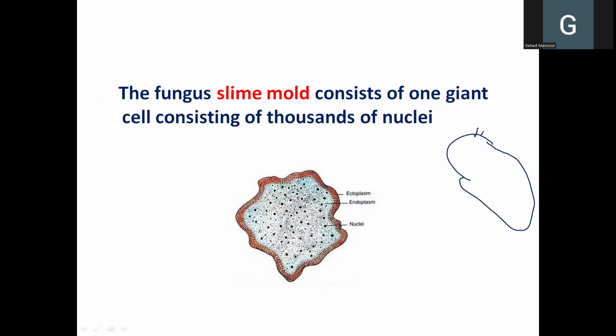The Paramecium has two nuclei, a macronucleus and a micronucleus. This is another example of cells that might contain more than one nucleus for more control of more metabolic activities inside the cell. There is a fungus called the slime mold, and that consists of one giant cell containing thousands of nuclei. So we can see the outer layer of the protoplasm, which is the ectoplasm, and the inner layer, which is the endoplasm, with multiple nuclei inside.